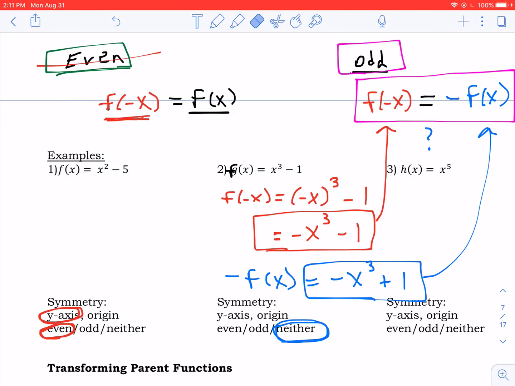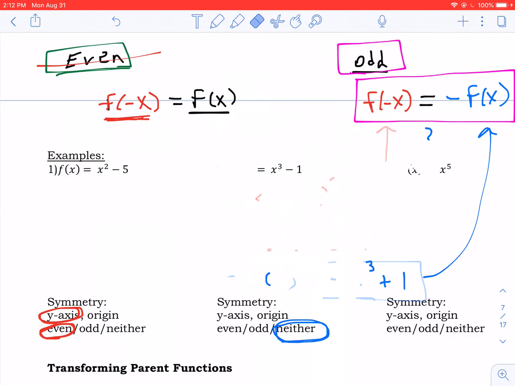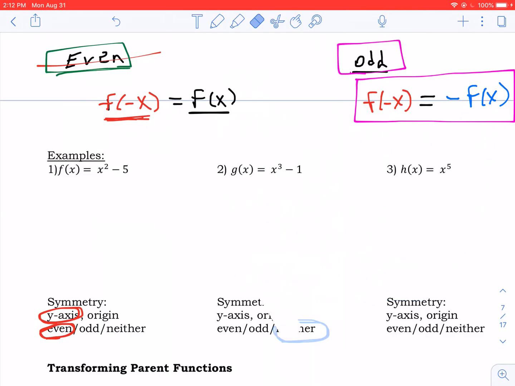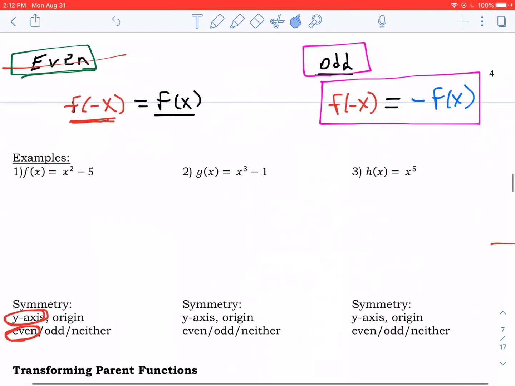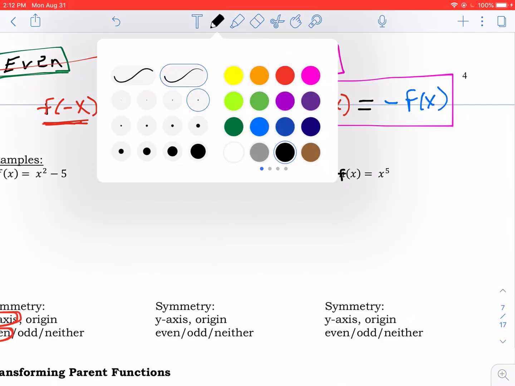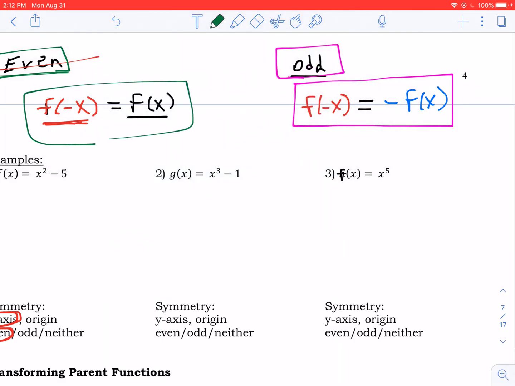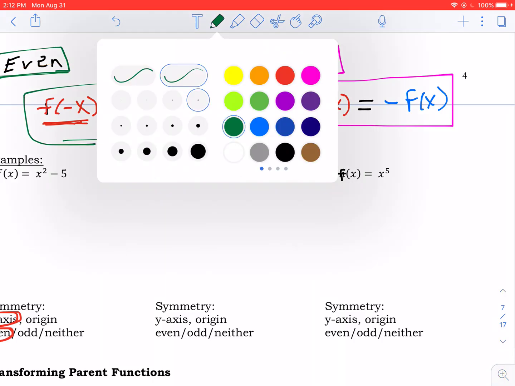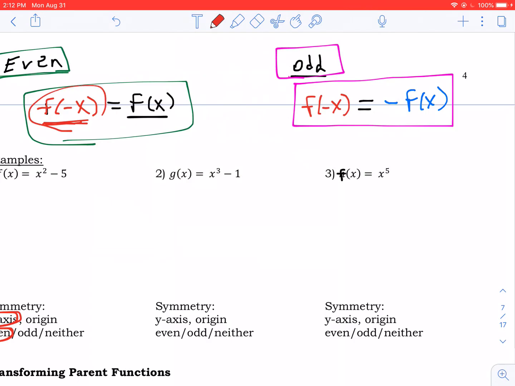Okay, last one. Part 3 here, h of x. Again, so that we're not confusing ourselves so much, let's just call it f of x. So the first thing you're always going to do in these problems is check if it's even, because it's easiest to check if it's even. So the first thing I'm going to do is find f of negative x and compare it to the original function f of x.